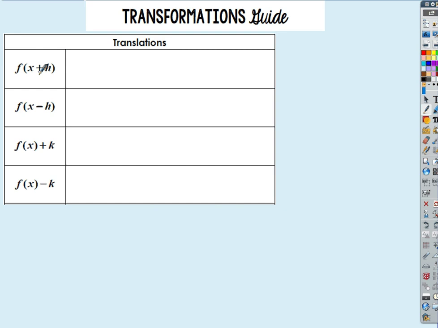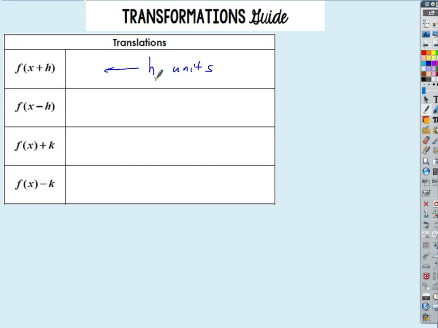It's going to move it to the left. It's going to move it to the left 4 units. Was that 4 units? Oh, I'm sorry, 8 units. I don't know why I was thinking. It's going to move it 8 units, isn't it? It's going to move it to the left 8 units.